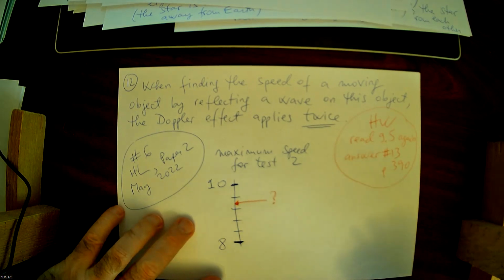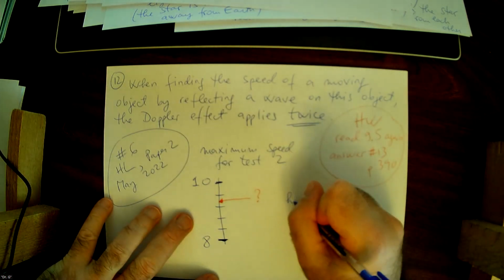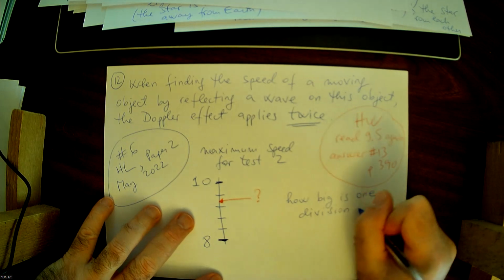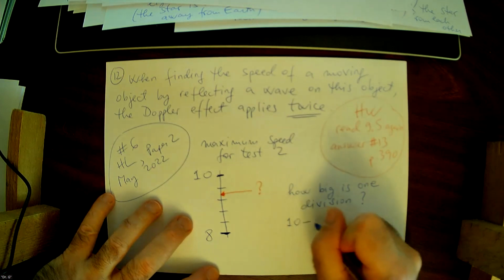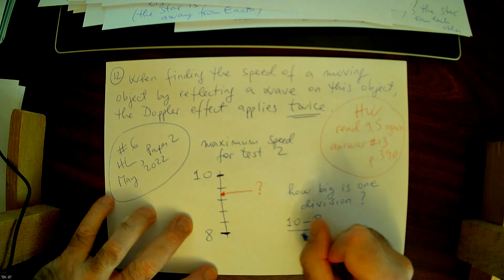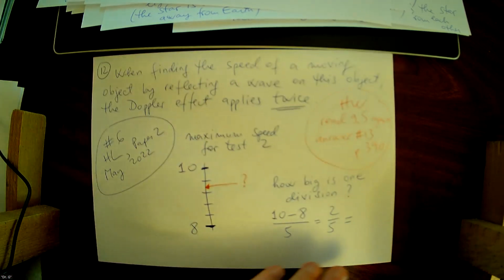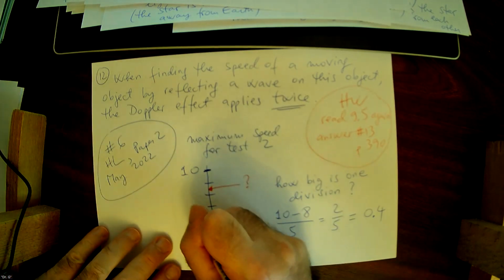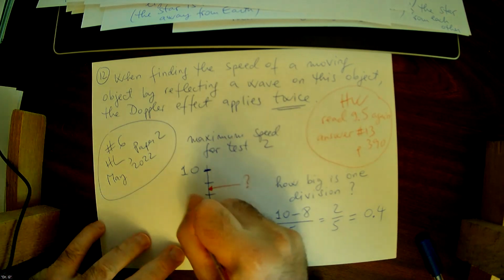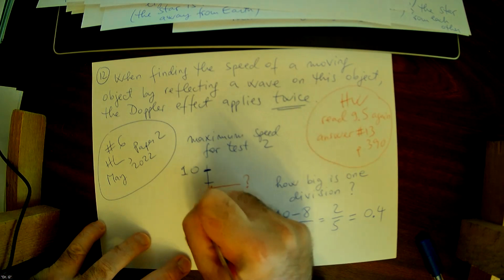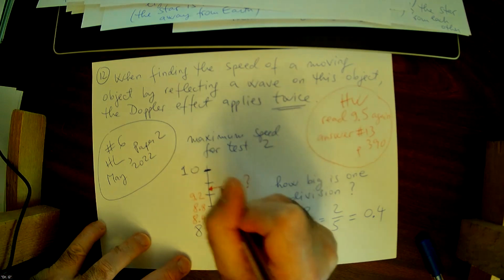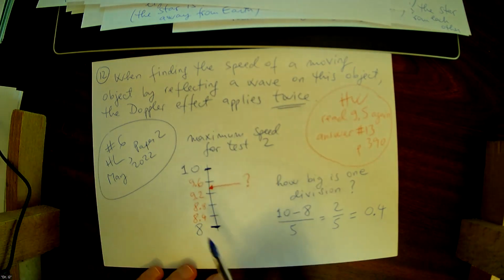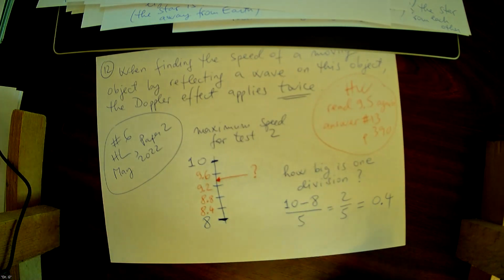So first of all, how big is 1 division? Well, 10 minus 8 divided by 5. I have 5 divisions. This is 2 divided by 5. This is 0.4. Okay, so this is 8.4, 8.8, 9.2, 9.6, and 10. Okay, and I'm right in between 9.2 and 9.6.